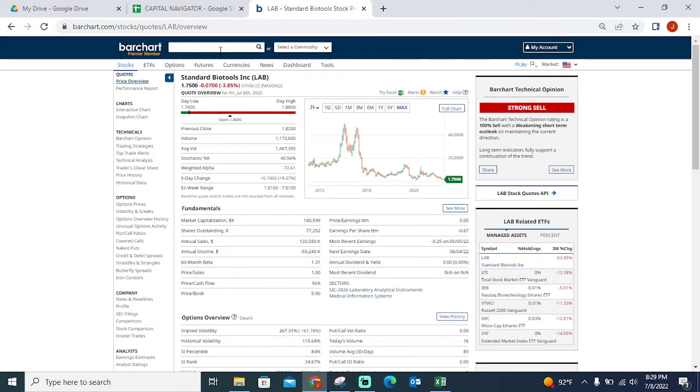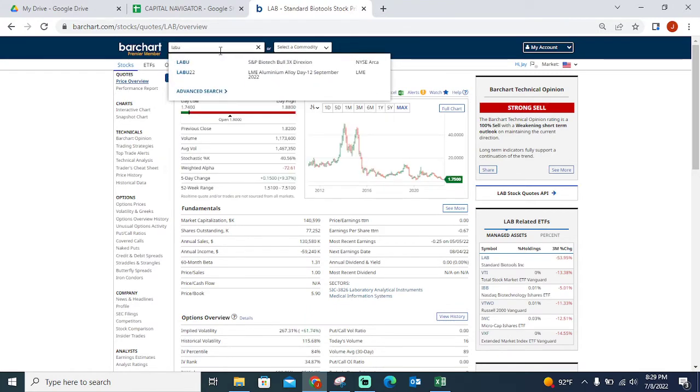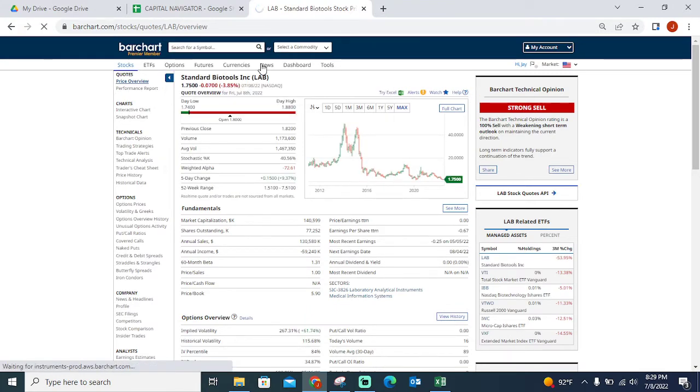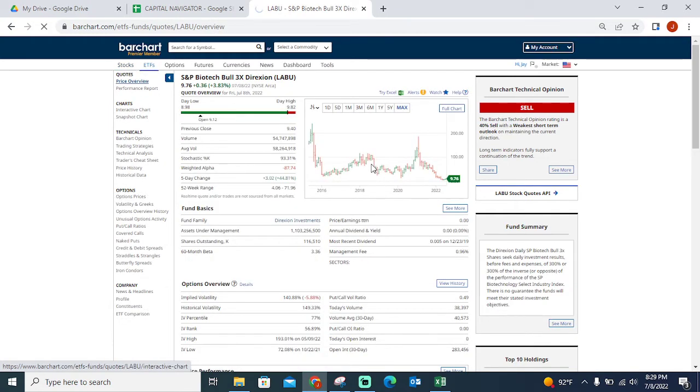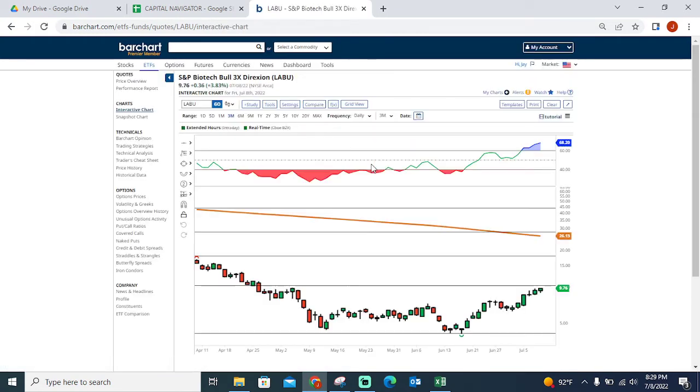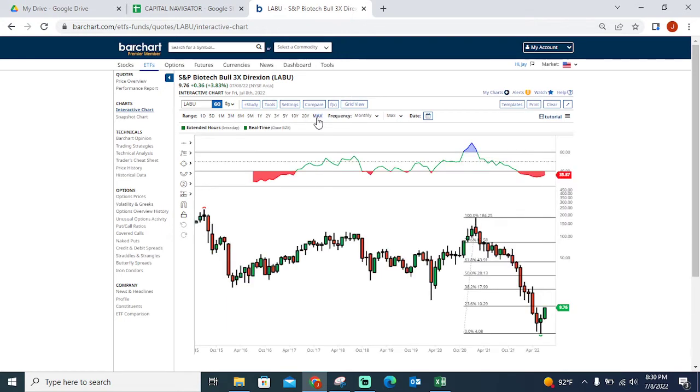That's not it. All right, let's try that again. All right, there we go. So if I pull it up, you'll see here, let's just go ahead and max out. So you can see just a massive downtrend right there, right? And so clearly the primary trend is down, which is going to give it a negative number.